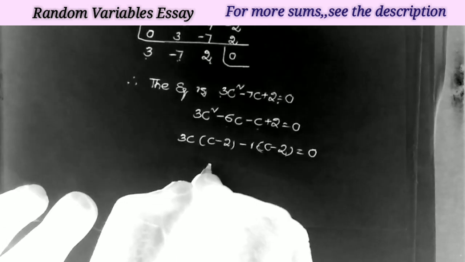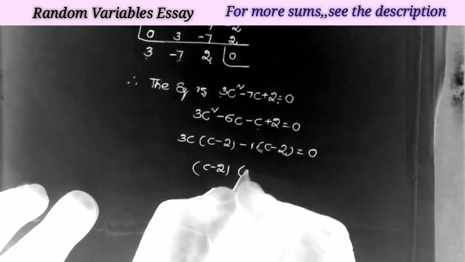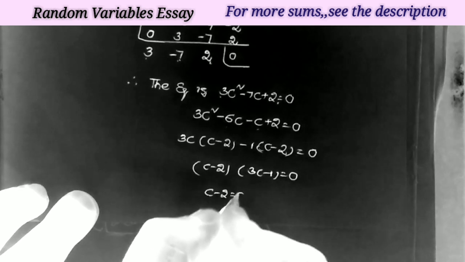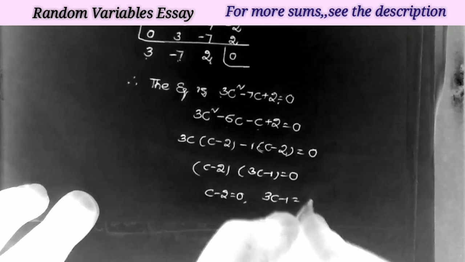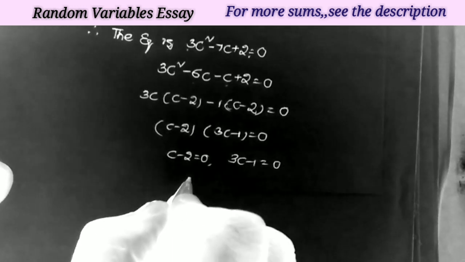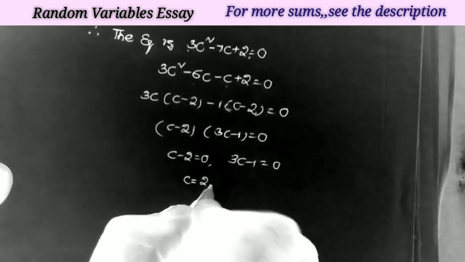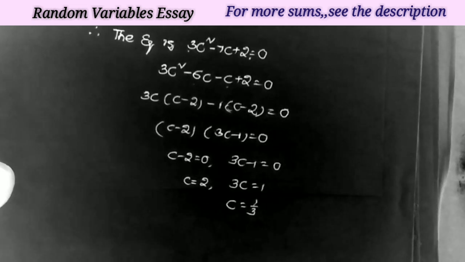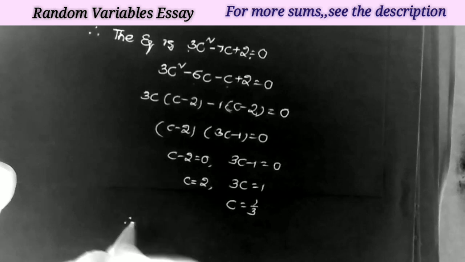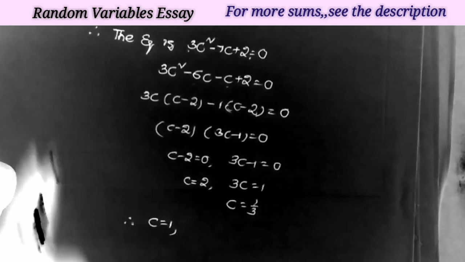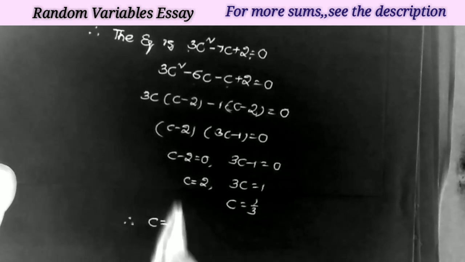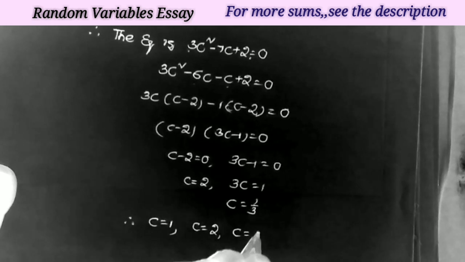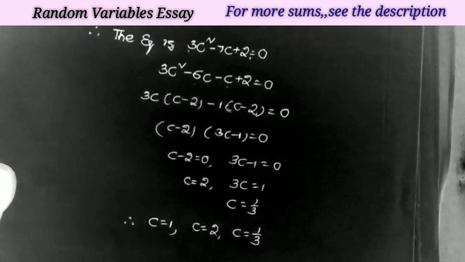Again taking c minus 2 common here: c minus 2 into 3c minus 1 is equal to 0. That is, c minus 2 is equal to 0 and 3c minus 1 is equal to 0. Means c minus 2 is equal to 0 means c is equal to 2, and 3c is equal to 1, then the value of c is equal to 1 by 3. Now what are the c values? Therefore c is equal to 1 (the first value, from the earlier division with 1), the second value c is equal to 2, the third value c is equal to 1 by 3.